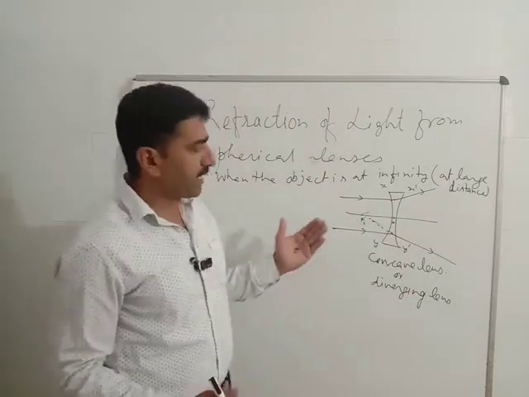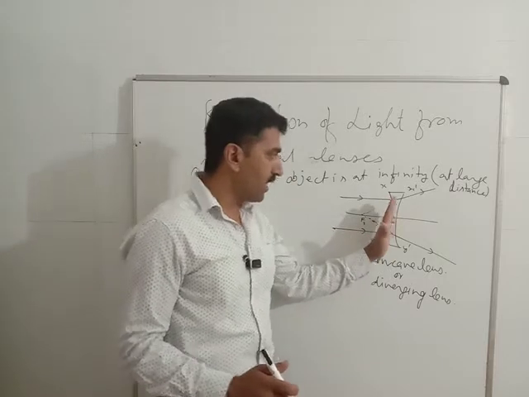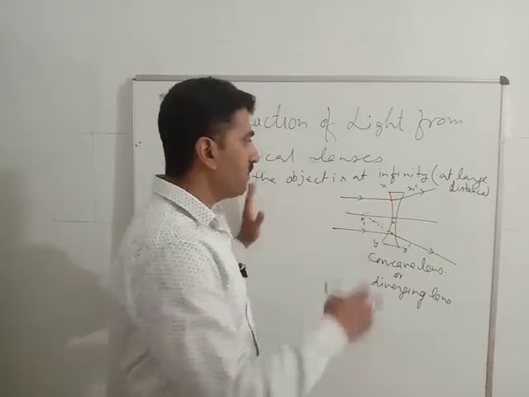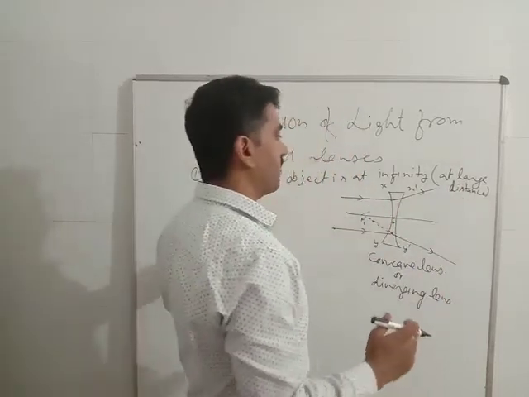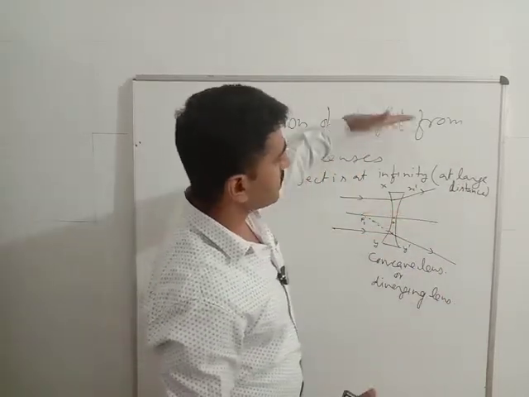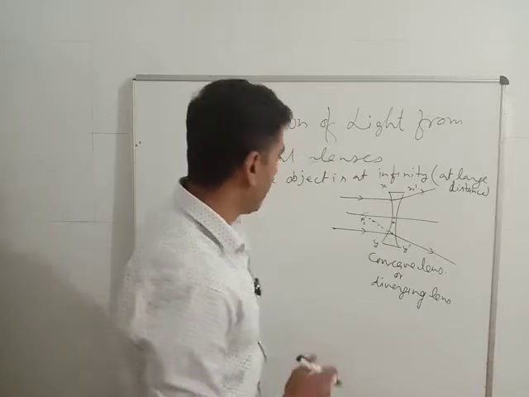But we will be taking sign convention. To the right hand side will be taken positive, and to the left hand side will be taken negative. Above the x-axis positive, below the x-axis will be negative.